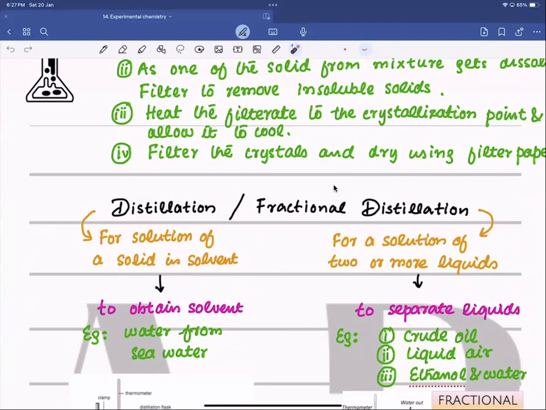Crude oil has petrol, diesel, kerosene, jet oil, lubricating oil, naphtha, paraffin. There are so many liquids. Okay. And take note of the criteria.